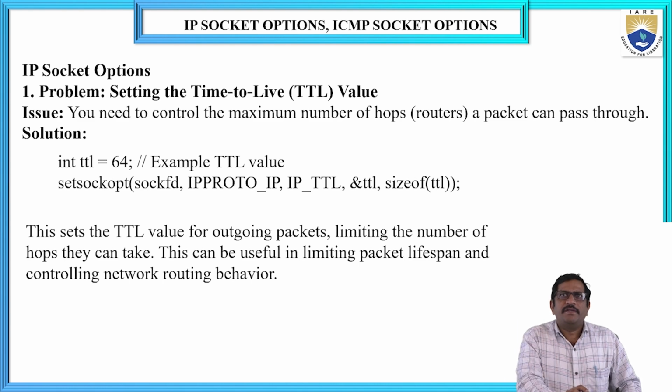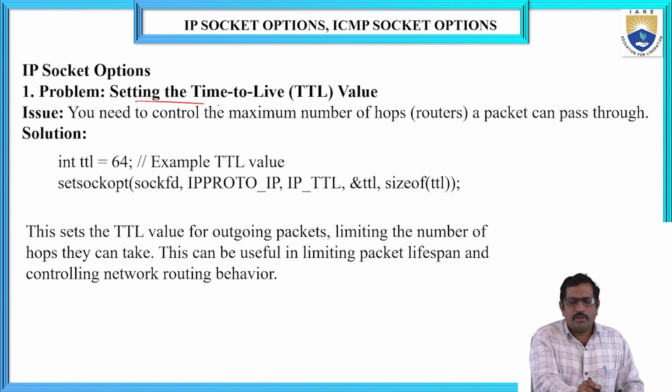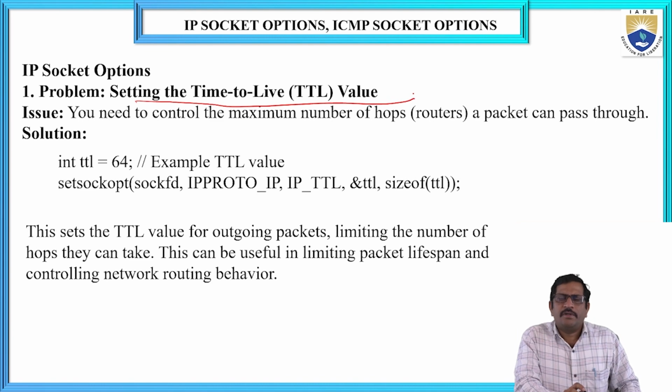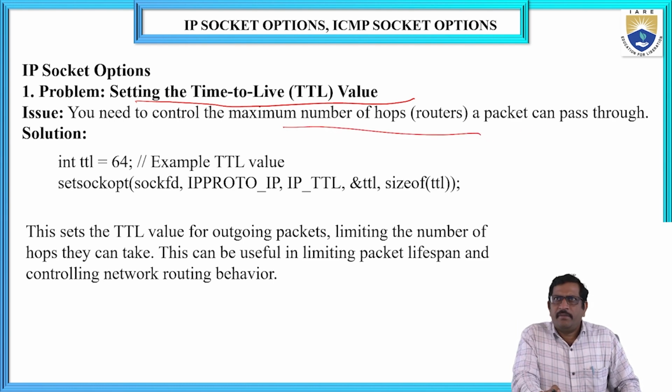The problem is setting the time to live value. That means you need to control the maximum number of hops, or routers, a packet can pass through in the network. Why? Because we can then allocate the time for each and every hop for transmitting the other data.